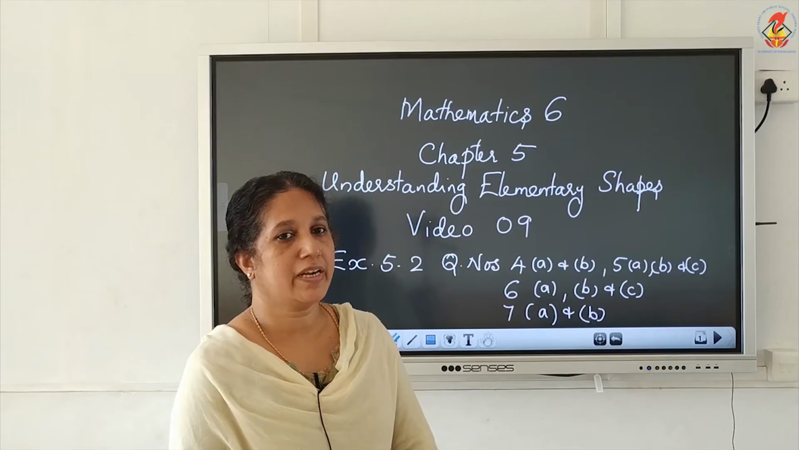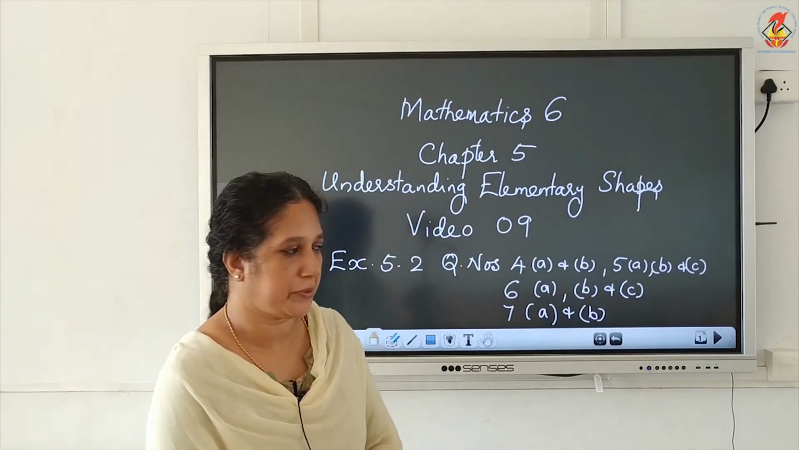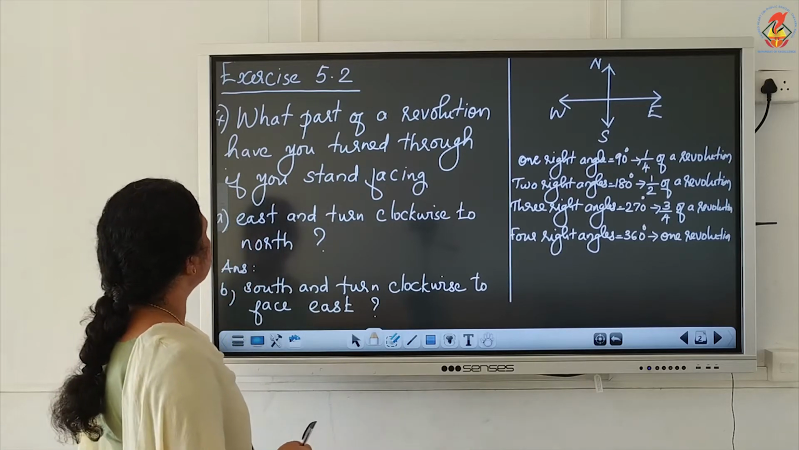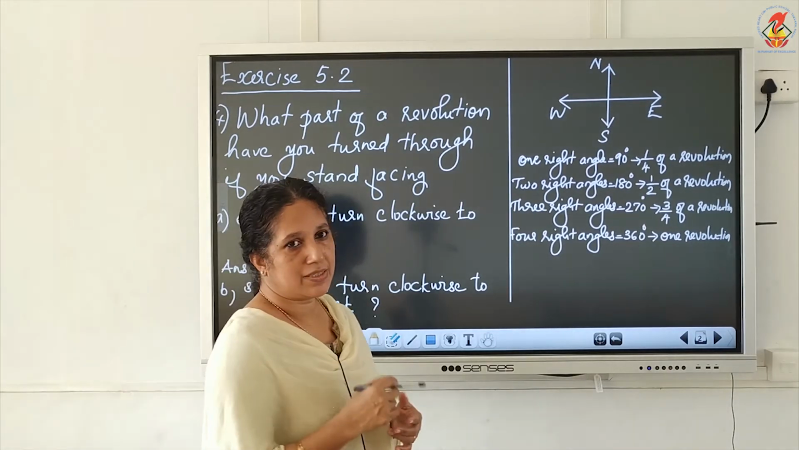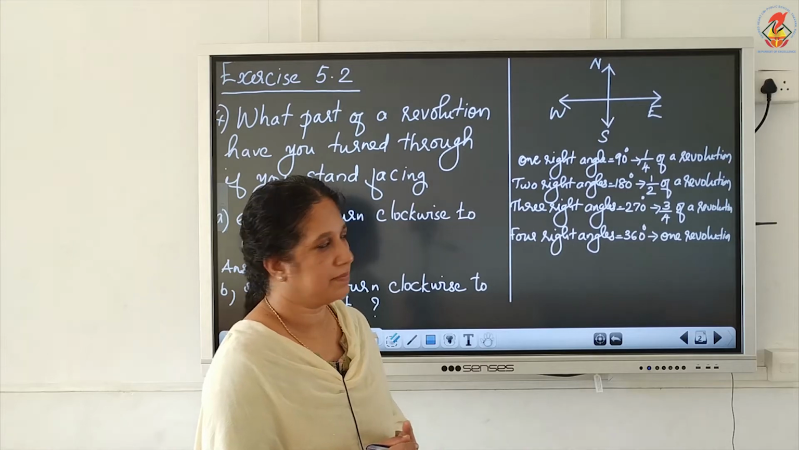Hello children, we continue with exercise 5.2. Now question number 4. What part of a revolution have you turned through if you stand facing east and turn clockwise to north? And before that, just remember what you have learned earlier.